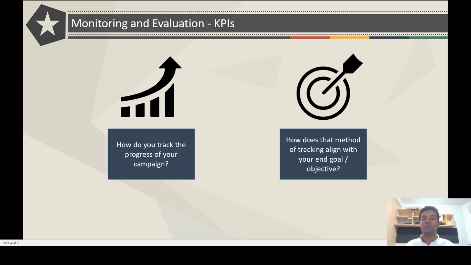hold of the context of your case, or if it's an open-ended branding case, then I guess the context of the world or the particular context of the company or the industry that you're working in. So the first question you need to ask yourself in this regard is, how do you track the progress of your campaign? And the reason the wording of this question is a bit open-ended is because it can be anything, right?